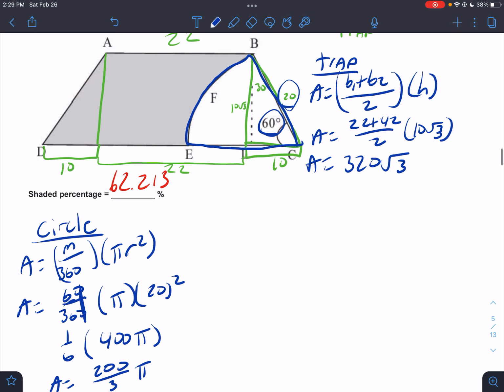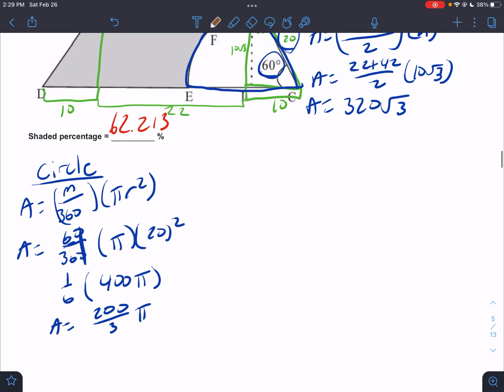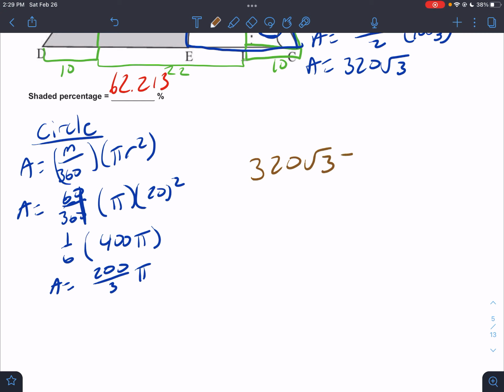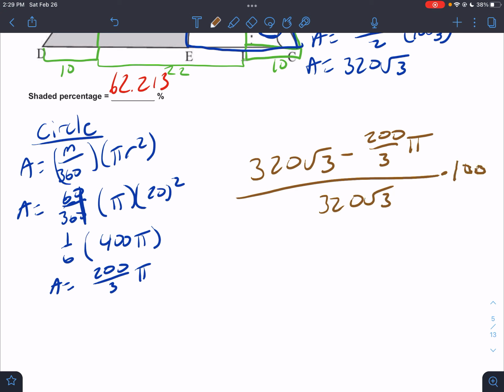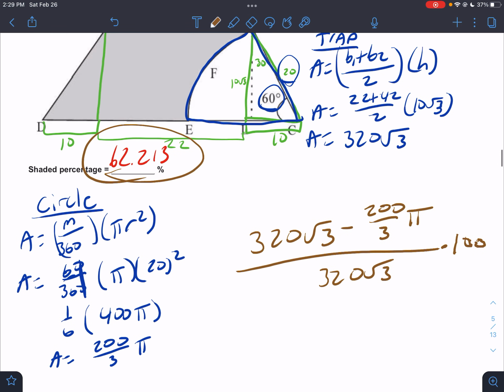So let's execute our plan. Trapezoid minus sector, divided by the whole thing, which is the trapezoid, times 100. We don't have to clean that up, but we would have to type that in. So 320 root 3 minus 200 over 3 pi, all over 320 root 3. Oh, hit the wrong button. And then multiply that times 100. And I get 62.213.